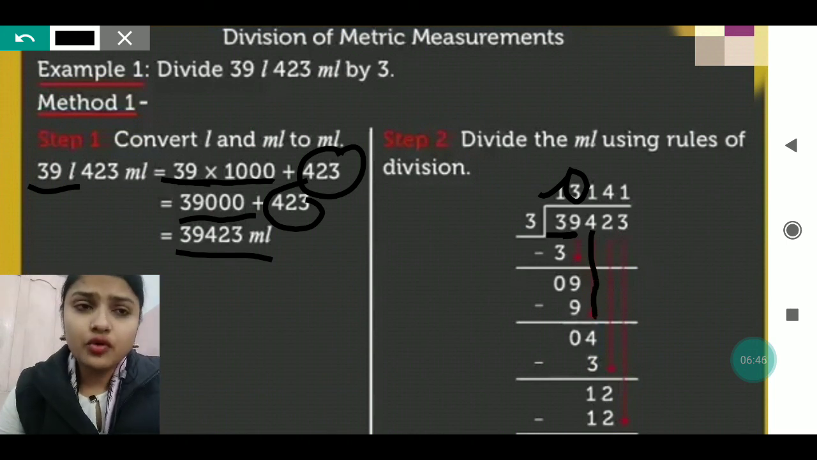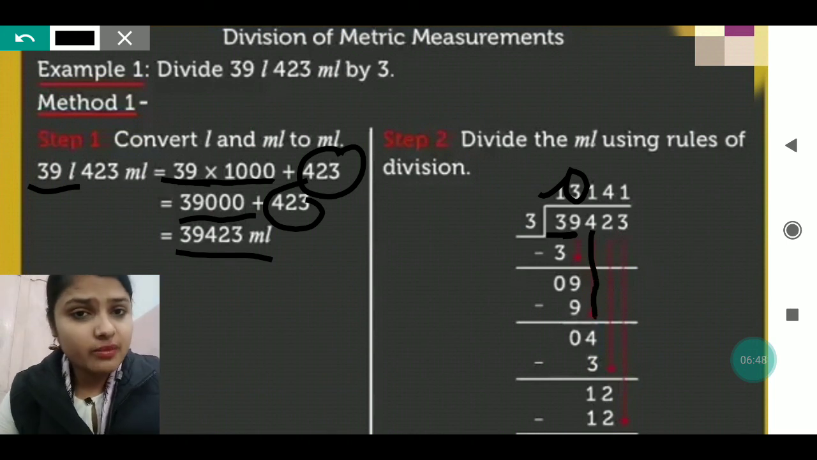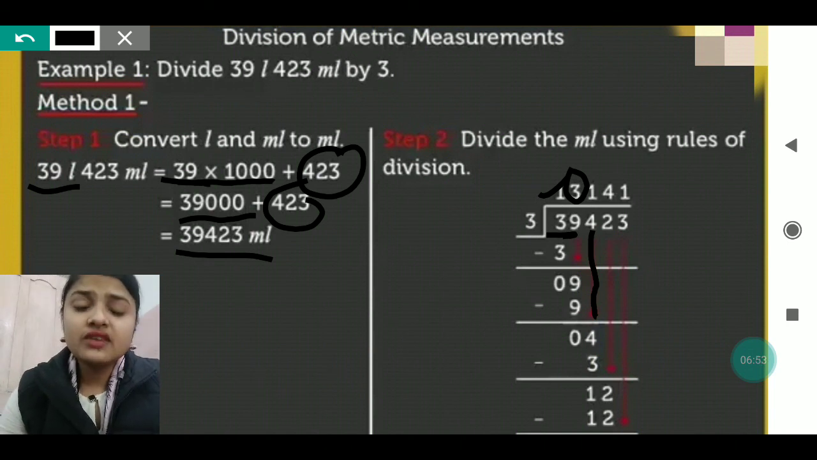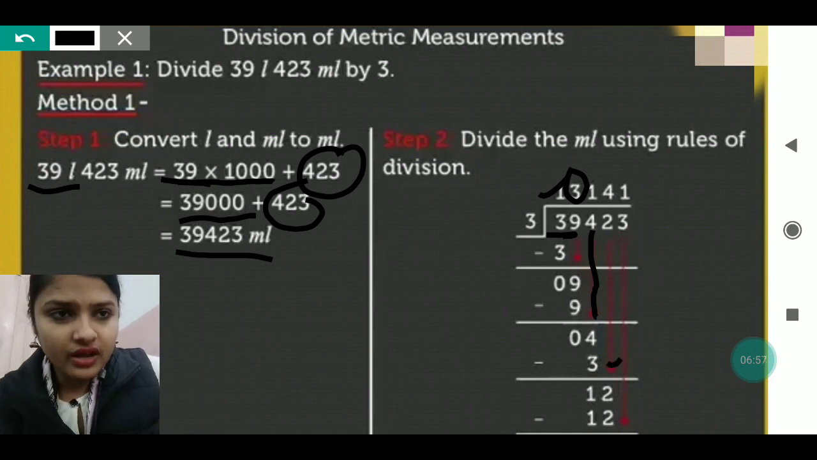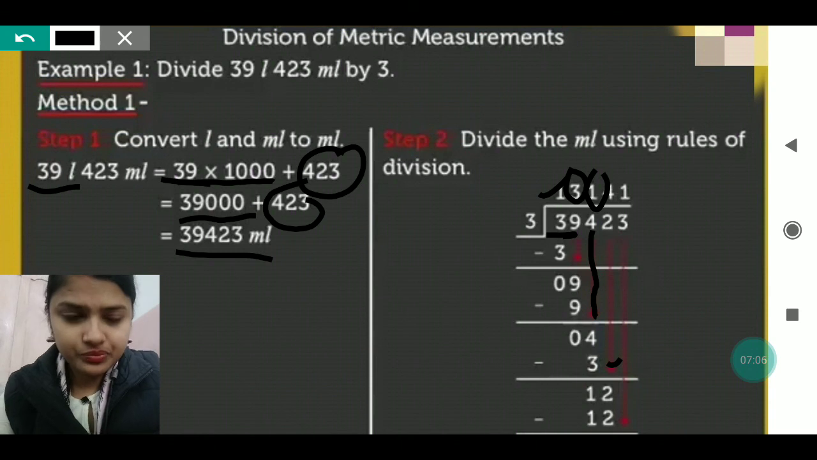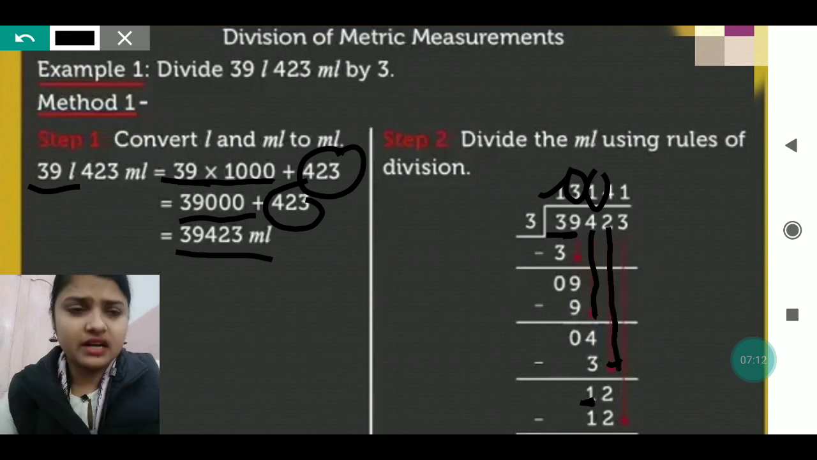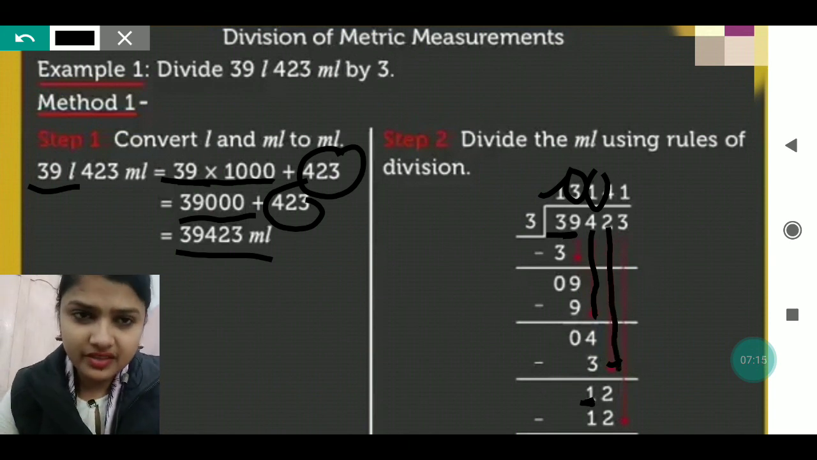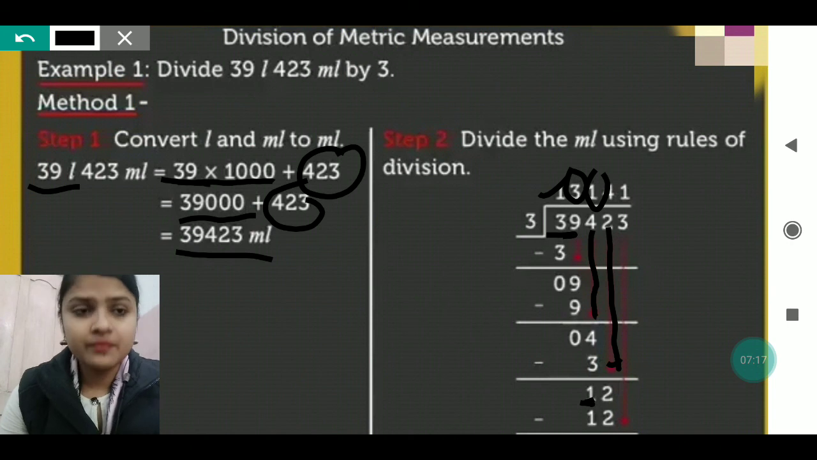When I have taken 4 down, I will see, is this 4 divisible by 3? No, 4 is not at all divisible by 3, but the number less than 4 in the table of 3 is 3. So we will write 3 just below 4, and 1 we will write in the quotient column. After that we will subtract. So 4 minus 3 you will get 1. That 1 we have written here. Now the last second digit we will take down, that is 2, because 1 is not divisible by 3, so we will take 2 also downside.